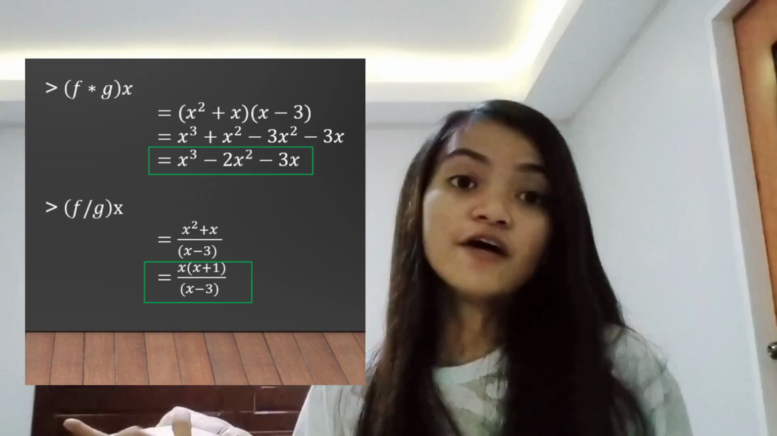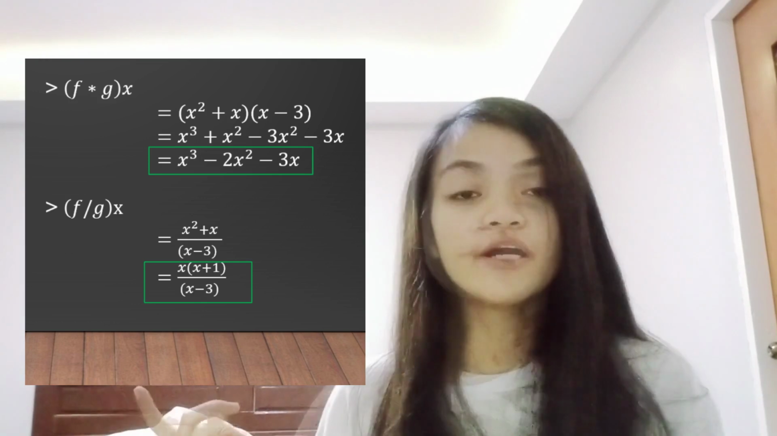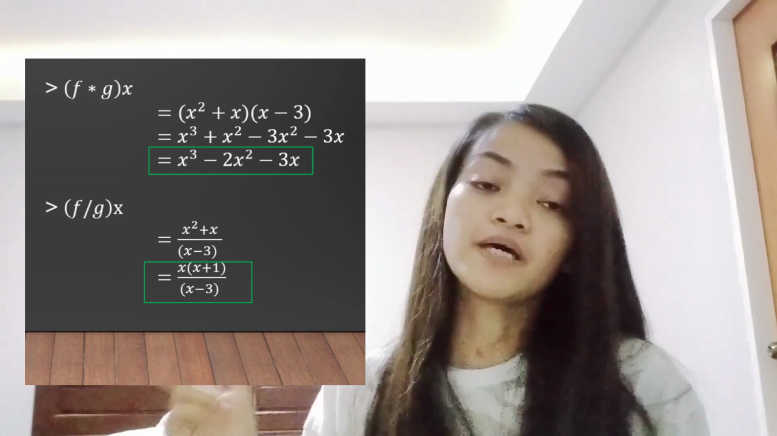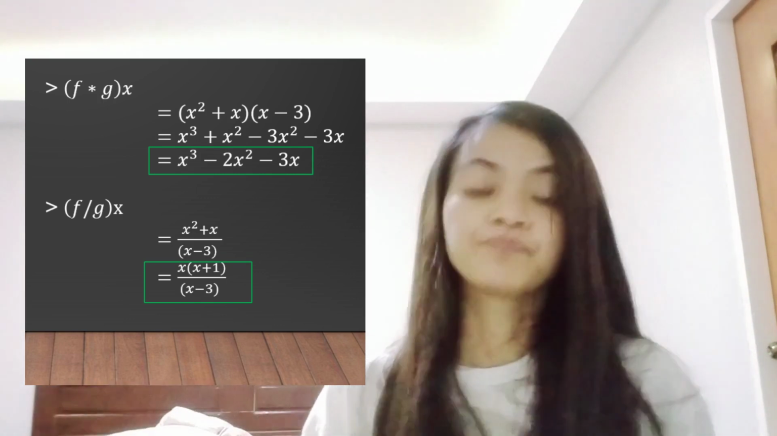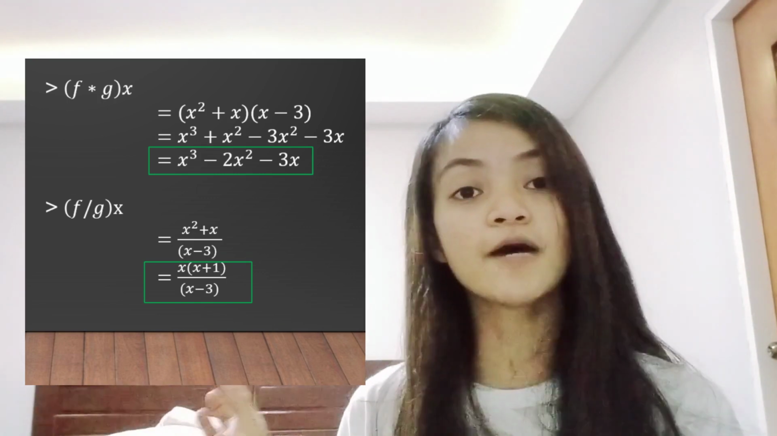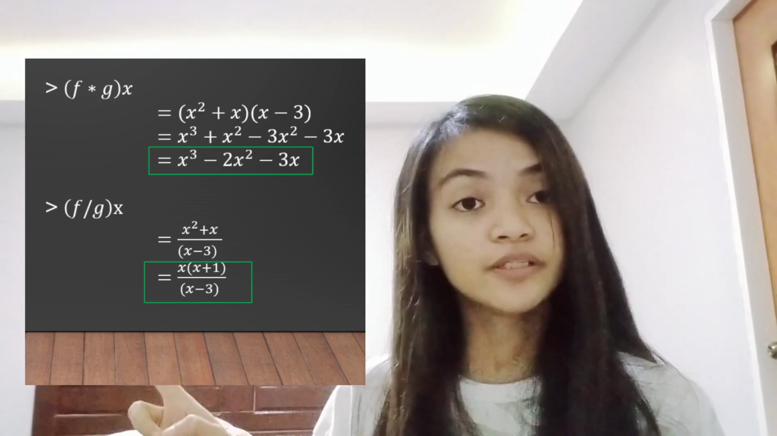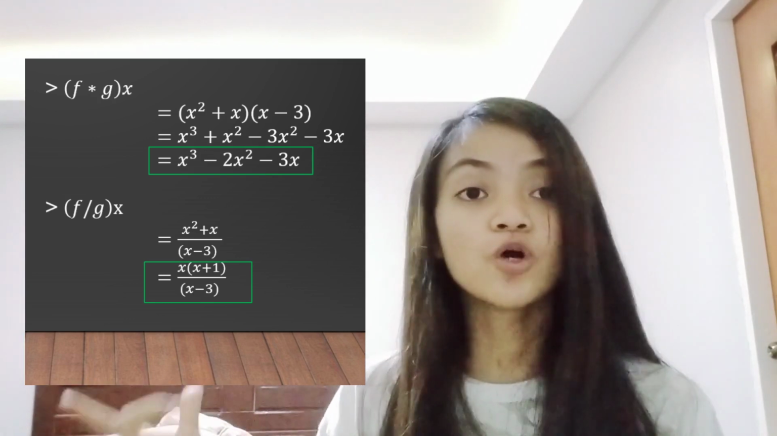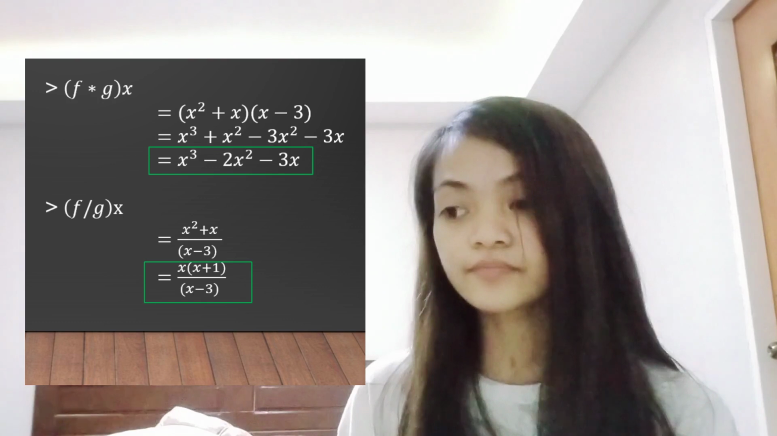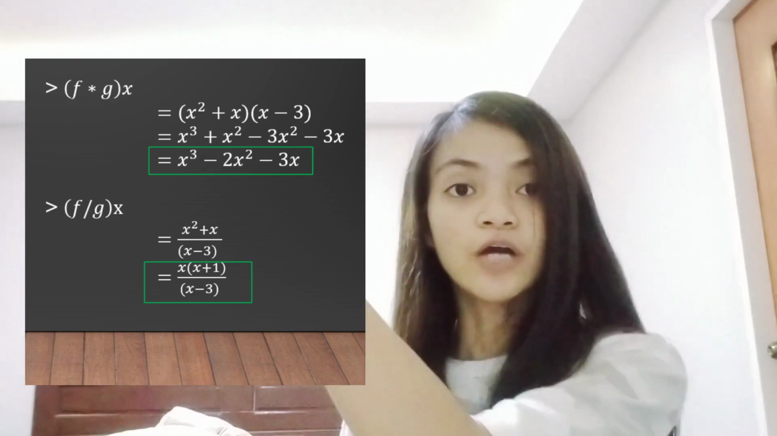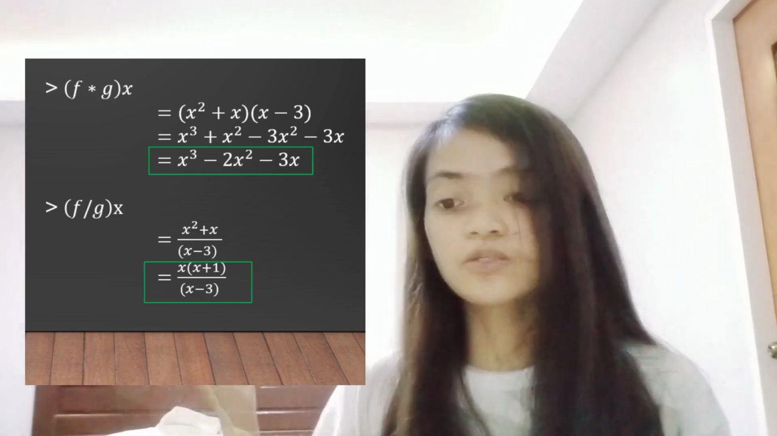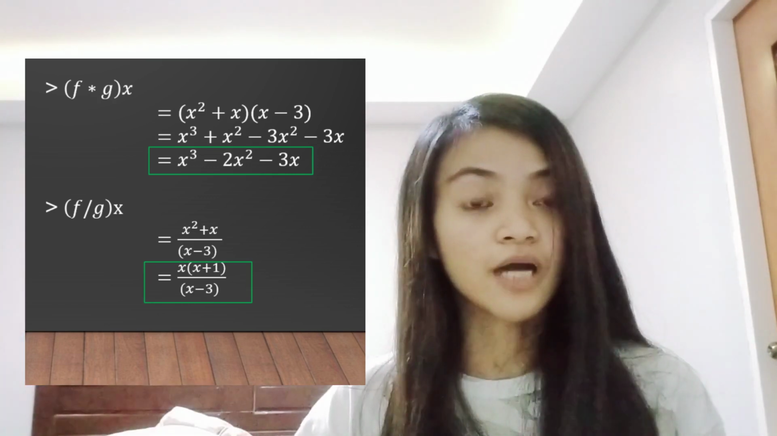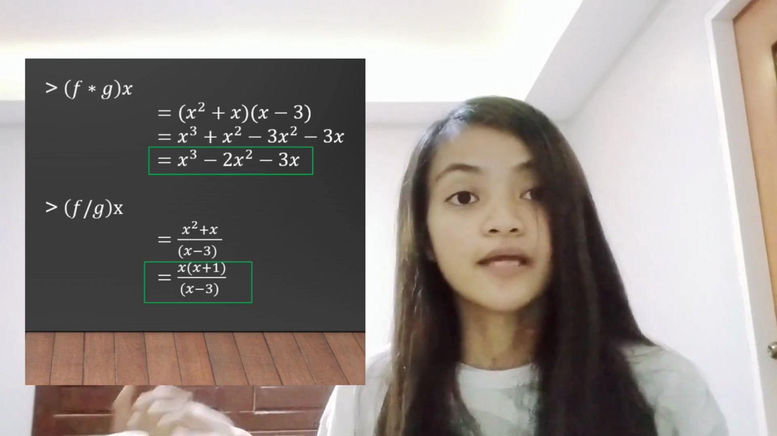So, for our multiplication, f multiplied by g of x. For our f is x squared plus x, parenthesis, x minus 3. So, start natin dun sa una. X squared multiplied by x. So, we have x cubed. Then, dun naman tayo dun sa outer. So, ang answer is x squared multiplied by negative 3. Ang makukuha natin is negative 3x squared.